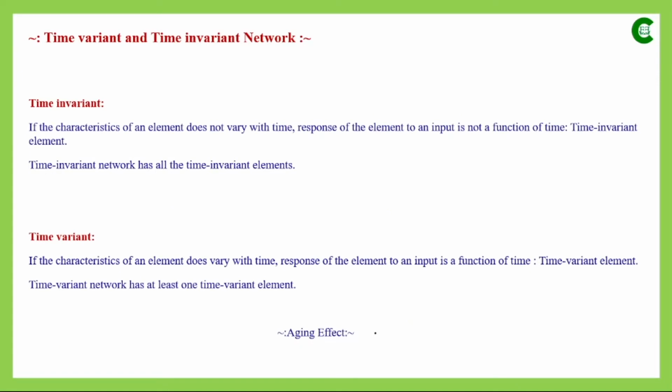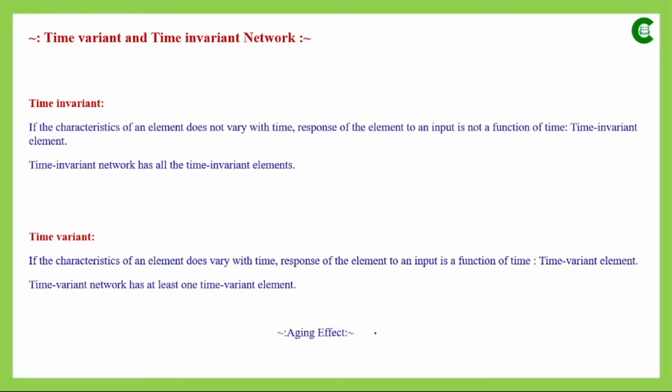The next type of classification is based on time variance. In a time invariant element, the characteristics of that element do not vary with time. So with time the characteristics will remain the same. We can say it is not a function of time, so performance will not change. And an electrical network that has all time invariant elements is referred to as a time invariant network.